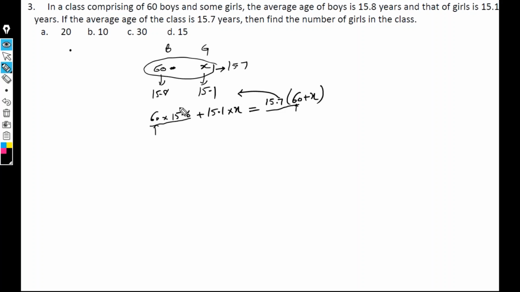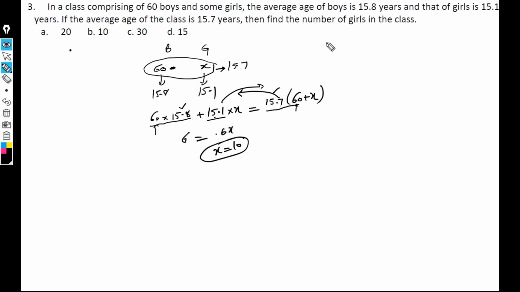So 15.8 minus 15.7 is 0.1. 60 into 0.1 is 6. So when this 15.1 goes on the other side, 15.7x minus 15.1x is 0.6x. So on solving, x comes out to be 10.